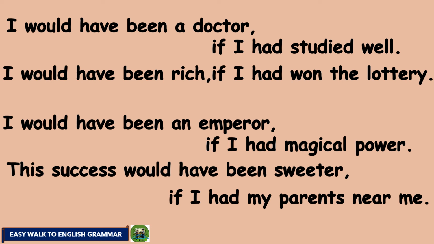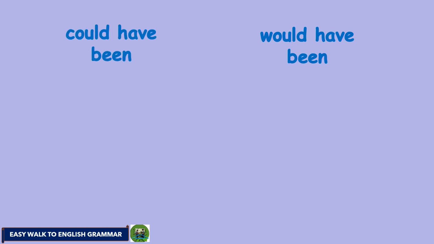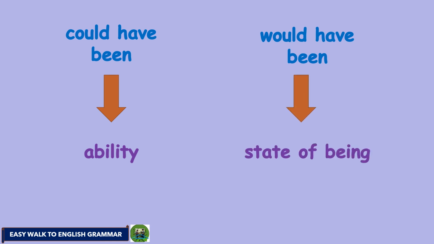That is the use of would have been, and that's the difference of would have been from could have been. You need to watch the video several times to overcome the complexities of the usages. To memorize the use of could have been and would have been, we can frame a formula like this, or we can create a diagram like this. Could have been states an ability, whereas would have been states a state of being. That's the difference.